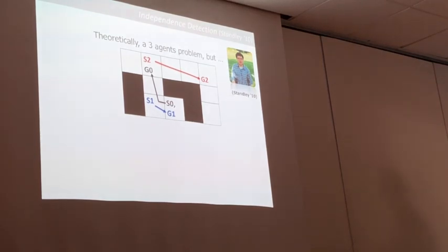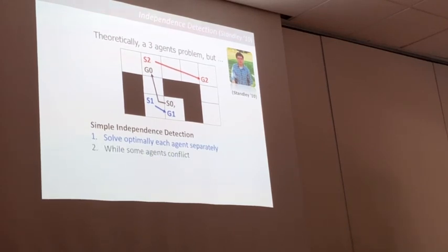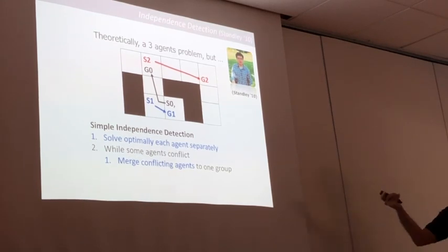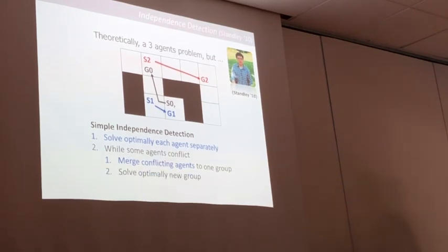So how to do that? The simple detection algorithm works as follows. You take each agent independently and solve it, ignoring all other agents. Then it might happen that agents will conflict, because it's a multi-agent pathfinding problem. If agents conflict, you merge them into one group and then you solve them again together. This is it. Very simple. Again, you solve each agent optimally. If there is a conflict, you merge, you resolve, and then it's done.